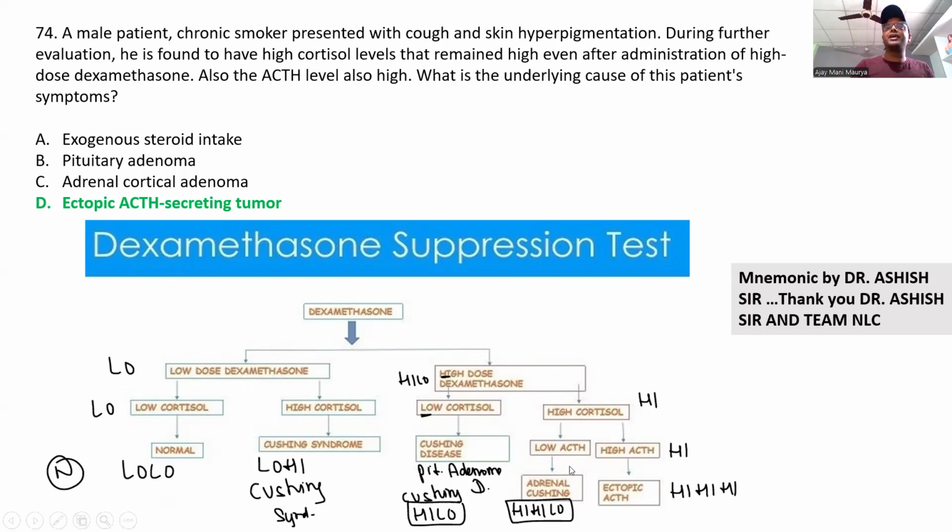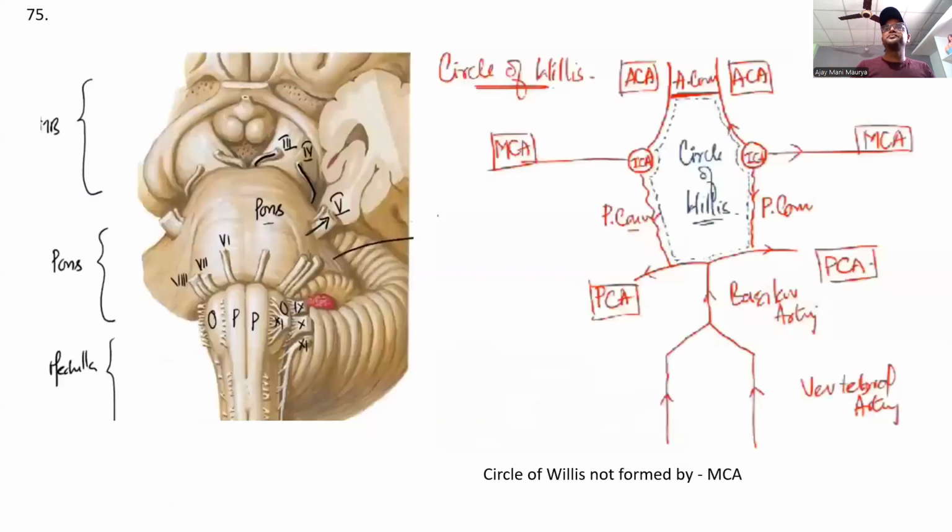High cortisol, high ACTH, and it is a case of ectopic ACTH. Please remember this one. I don't know how you're going to remember, but try to remember this.